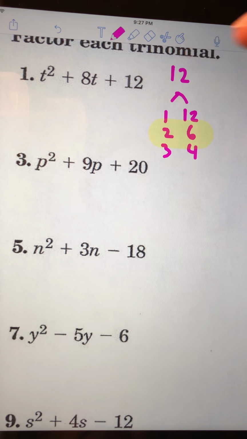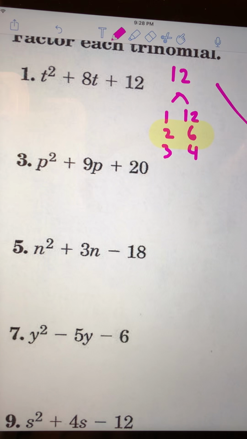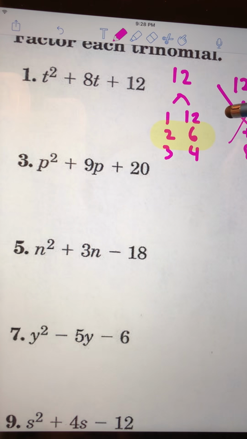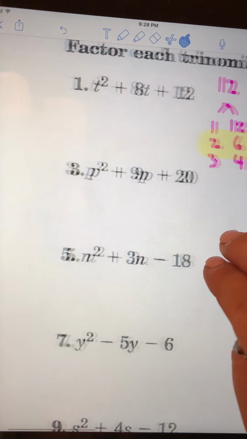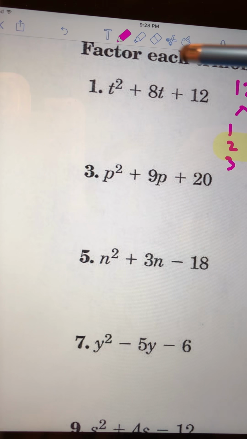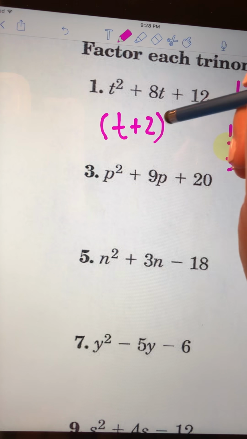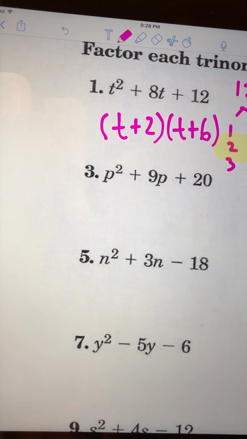Okay, so then we do our diamond factor. Here we always have the multiplication, so that's a positive 12. The addition, you have a positive 8. So 2 and 6 are both going to be positive here. Okay. So over here, I'm going to write my factors out. T plus 2 and T plus 6.